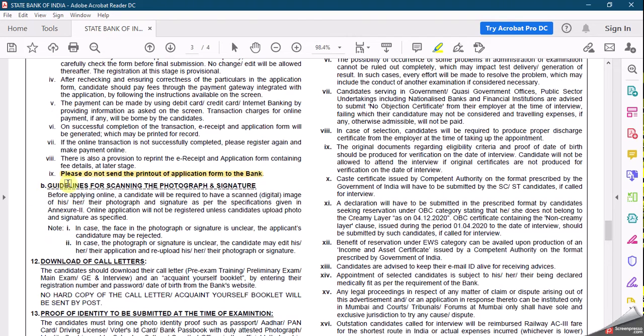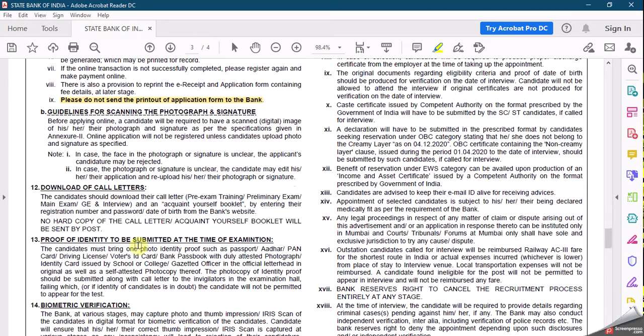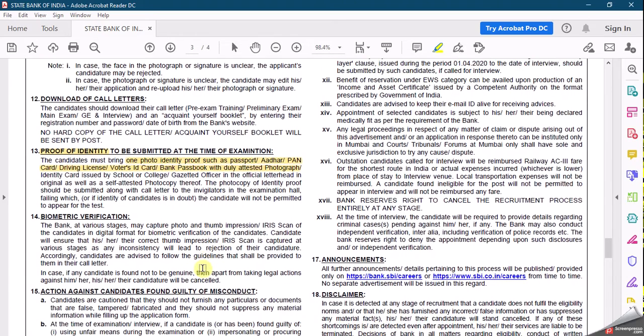Here they have given the guidelines for scanning the photograph and signature. When you can download call letters, that they have given here. At the time of examination you will have to come with proof of identity. You will have to bring any one photo identity proof as given by them, such as passport, Aadhaar, PAN card, driving license, voters ID card or bank passbook with attested photograph. So any one of these will do. There will be biometric verification at the time of examination.